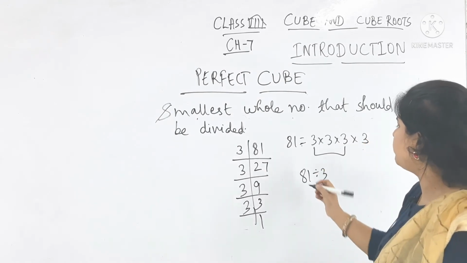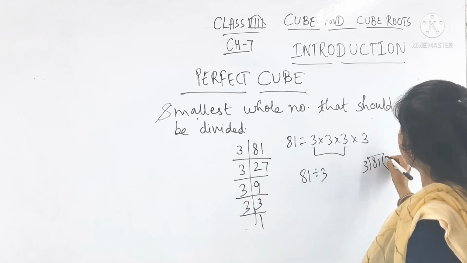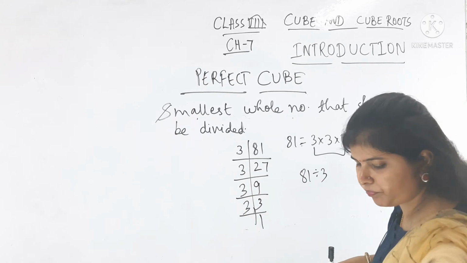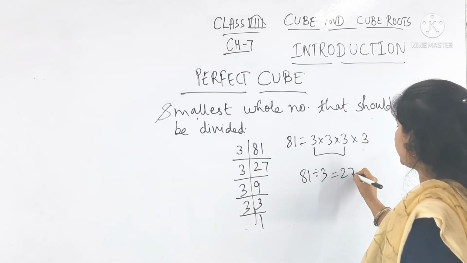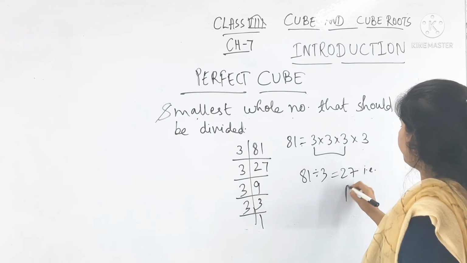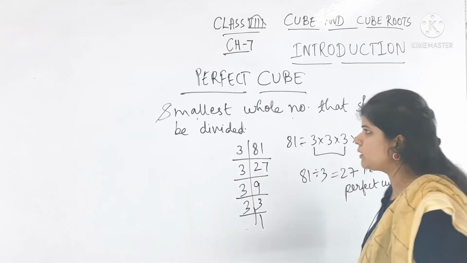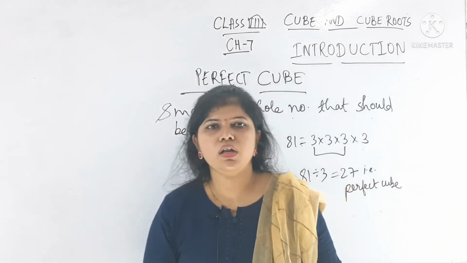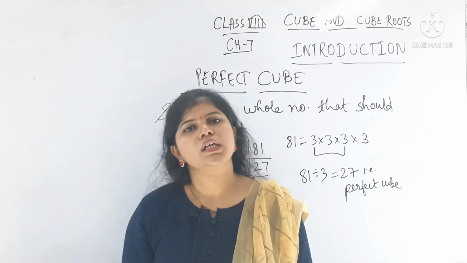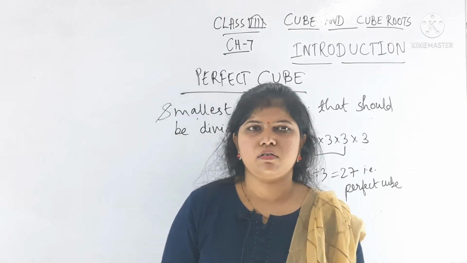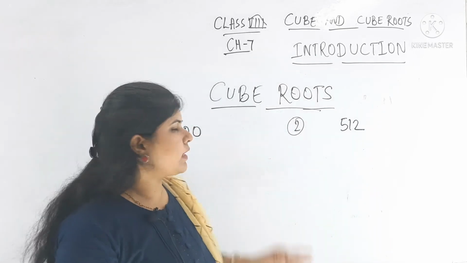So that will be your perfect cube. 81 divided by 3 is 27. I am getting 27, that is the perfect cube. So for making a perfect cube, there are two possibilities: the smallest whole number that you can multiply by or divide by. That is the question.